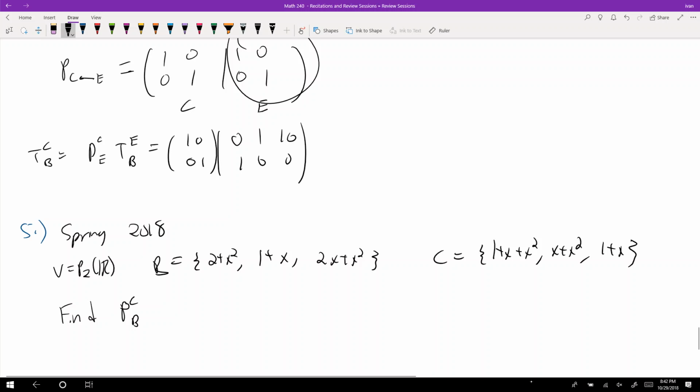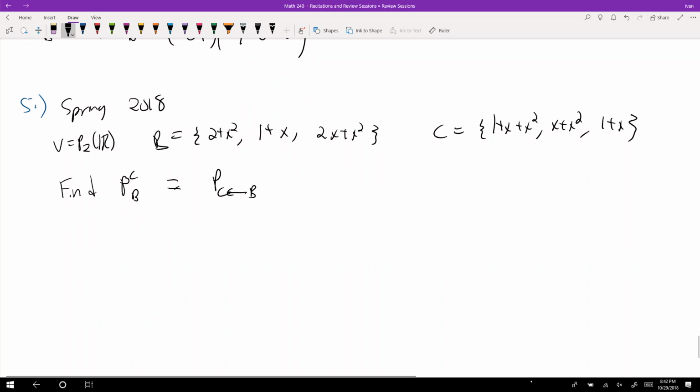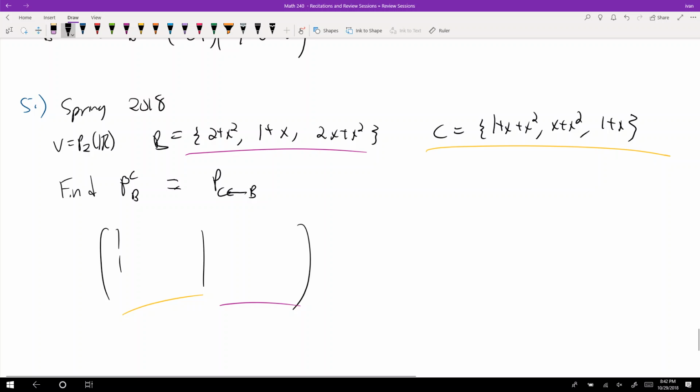Just to hammer this home, when you see this kind of notation, always think this is really P, B to C, because then it makes setting up this matrix really simple. We take the basis of C and throw those vectors in here, and then we take the basis of B and throw them in here. So we get 1, 1, 1, 0, 1, 1, 1, 1, 0, assuming the basis 1, x, x squared. And over here, I get 2, 0, 1, 1, 1, 0, 0, 2, 1.